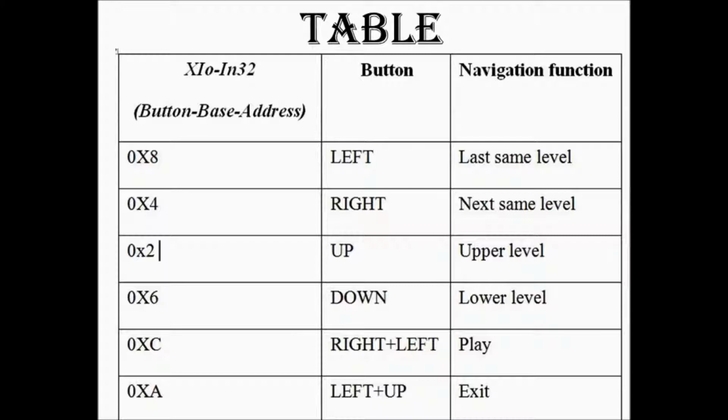Column 1, row 6 is 0xc. Column 2, row 6 is right plus left. Column 3, row 6 is play. Column 1, row 7 is 0xa. Column 2, row 7 is left plus up. Column 3, row 7 is exit.